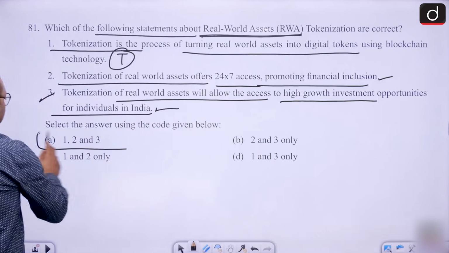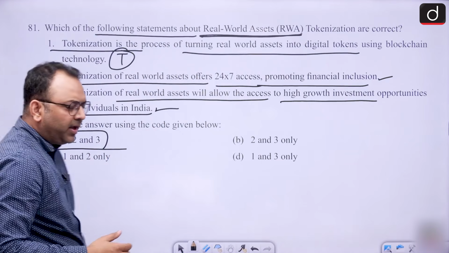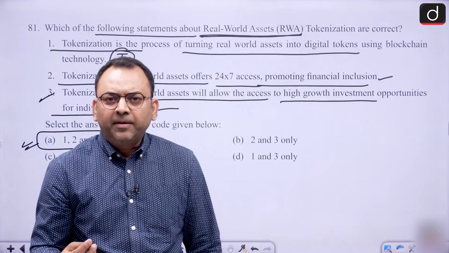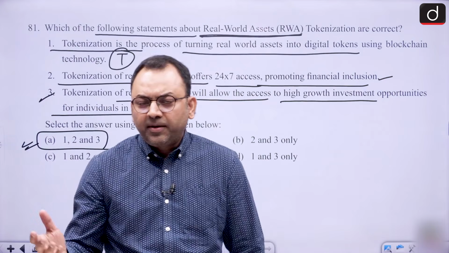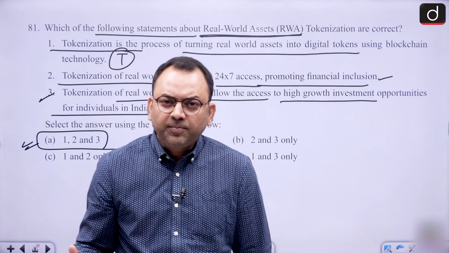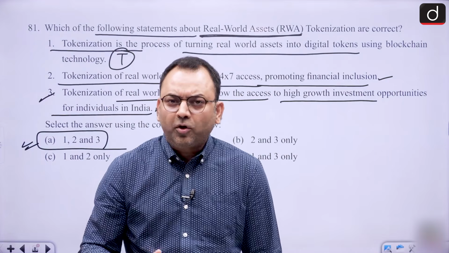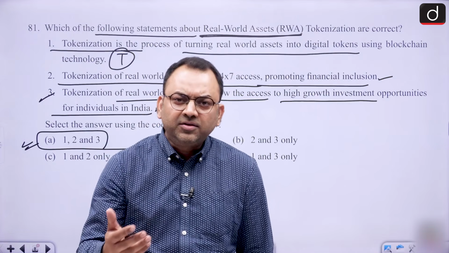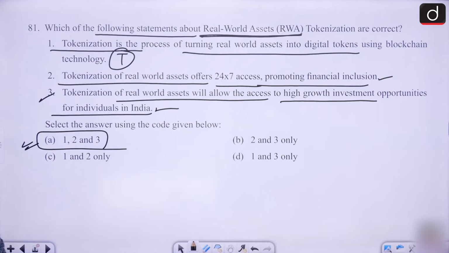The answer becomes, friends, A. So in this case RWA is an option from where we can invest in alternate methods, alternate systems beyond the FDs, beyond the stocks, beyond the property, and you can get high returns on the investments. So the answer is A.